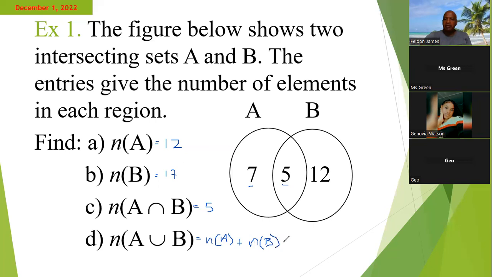What are we going to do over here? Is it minus the number of elements in where? A intersection B? A intersect B? Correct. A intersect B.